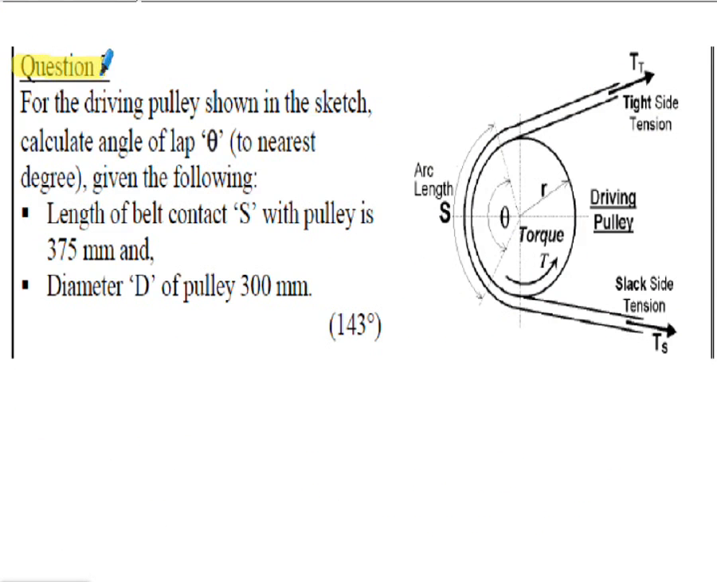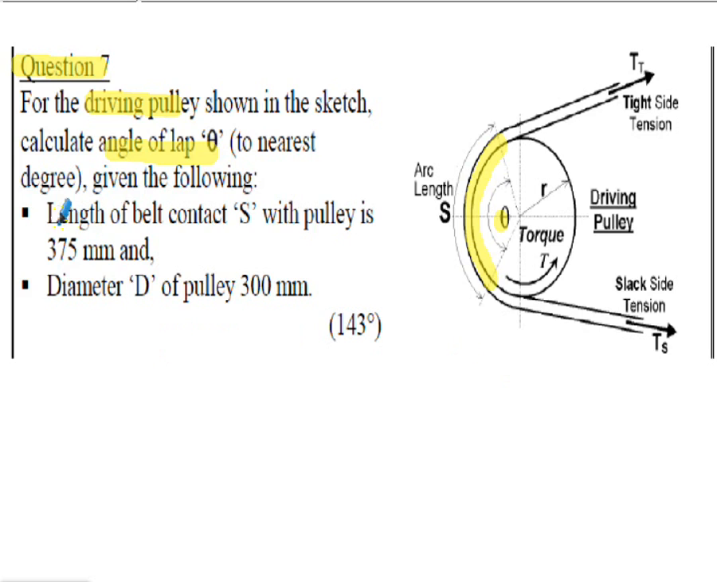Question 7 is a slightly more complicated contextualized question. We're given a drive-in pulley, shown in the sketch. We're asked to calculate the angle of lap for the pulley, angle theta, shown here. Now for reference, in belt drive calculations, the angle of lap is a particularly important characteristic of the belt drive configuration. And basically what it relates to is the angle associated with the contact of the belt with the pulley. So it would be the angle shown there in yellow.